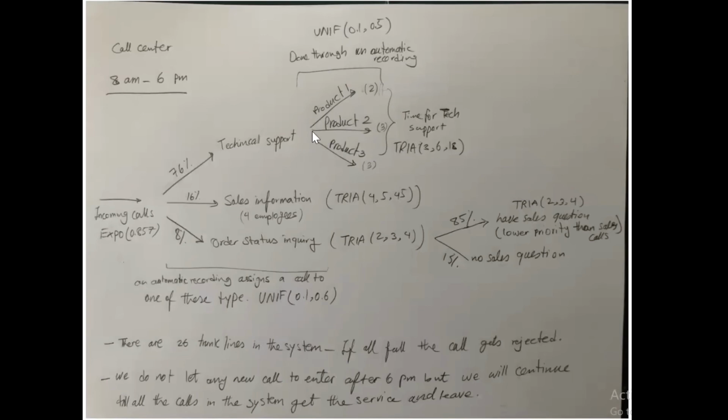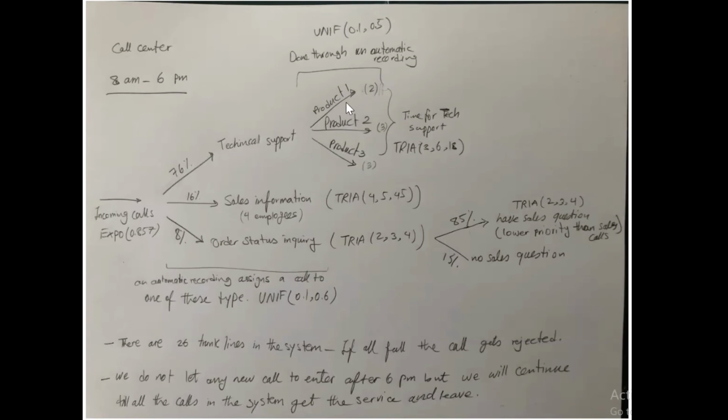I forgot to put the percentages here, but if you are taking a note, please write these percentages. Product 1 calls are 25% of the calls. Product 2 calls are 34% of the calls, and product 3 calls are basically the rest, which I think is another 30 something. So product 1 is 25% of the technical support calls. Product 2 calls are 34% of technical support calls, and the rest of the technical support calls are related to product 3.